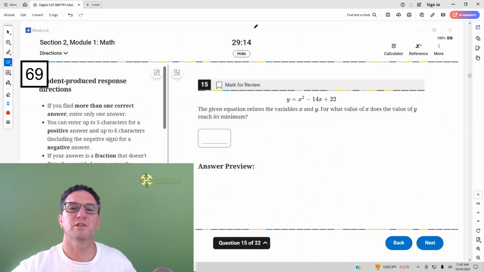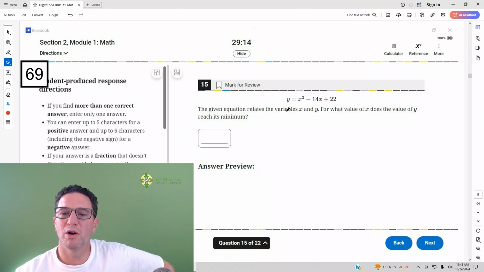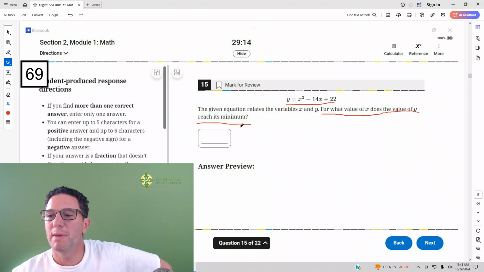This is question 15 from Digital SAT Test 3 Module 1. You're given an equation, and it's asking for what value of x the value of y reaches its minimum.